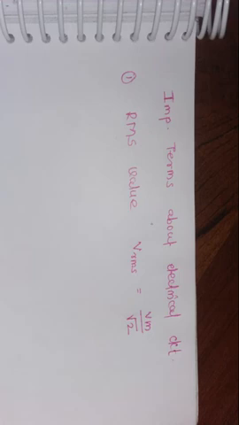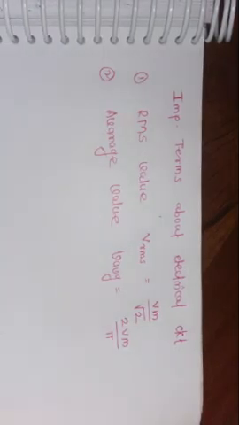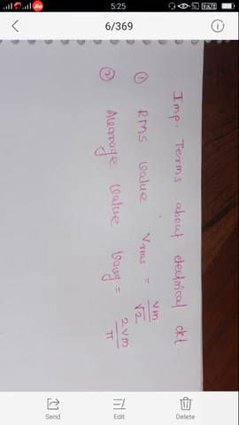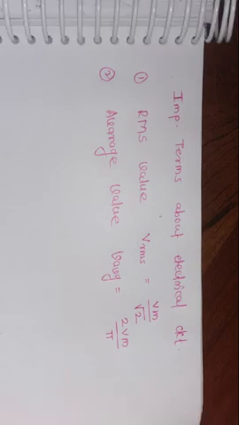Now we will go for the next important quantity, that is average value. Average value can be defined as the average of all the instantaneous values of an AC quantity. When the quantity is in the form of voltage, we calculate V average is equal to 2 Vm upon pi, and when the quantity is in the form of current, I average is equal to 2 Im upon pi.